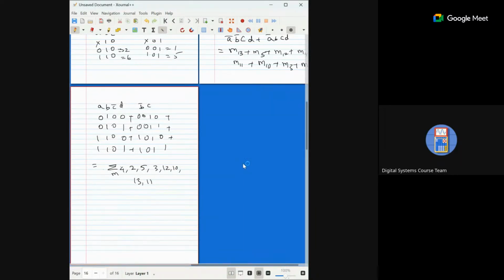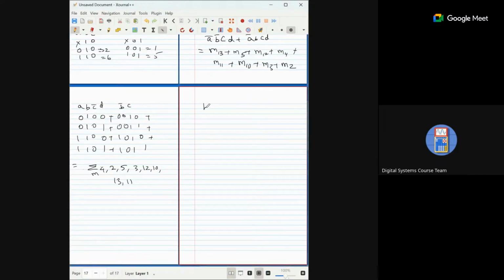A matter of 1 minute, not even a matter of 1 minute. Okay. Let's do the same process. BC bar plus B bar C. It's a function of A, B, C. Please tell me the answer for the canonical representation of POS. I just want the answer in POS, and also in canonical representation.